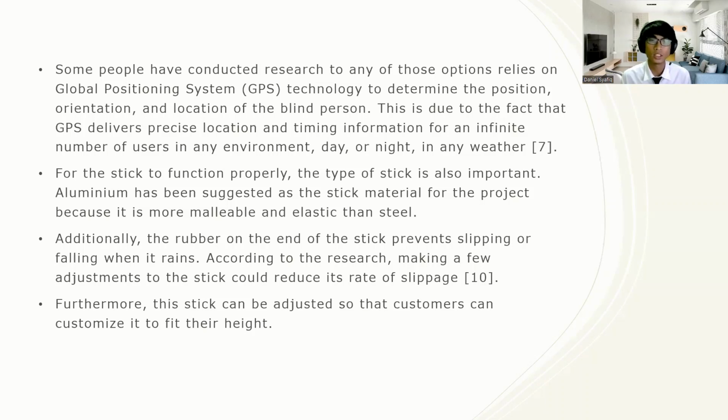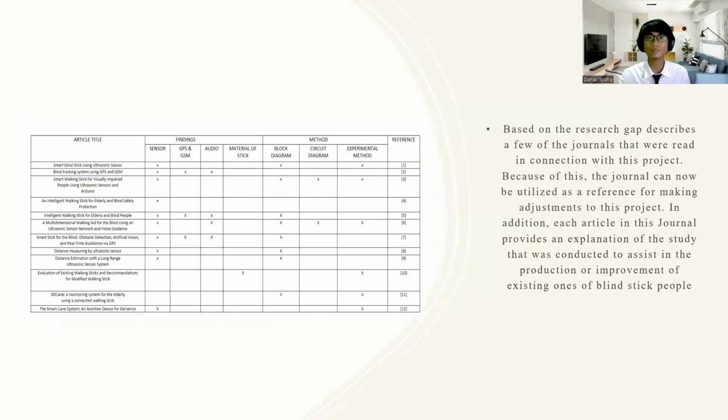For the stick to function properly, the type of stick is also important. Aluminium has been suggested as the stick material for the project because it is more malleable and elastic than steel. Additionally, the rubber on the end of the stick prevents slipping or falling when it rains. According to the research, making a few adjustments to the stick can also reduce its rate of slippage. Furthermore, the stick can be adjusted so that the customer can customize it to fit their height.